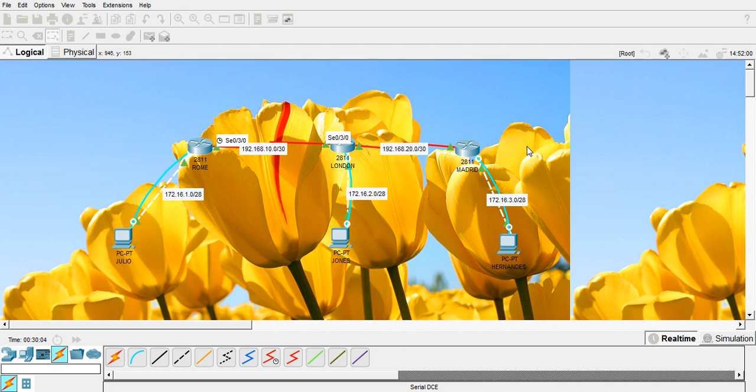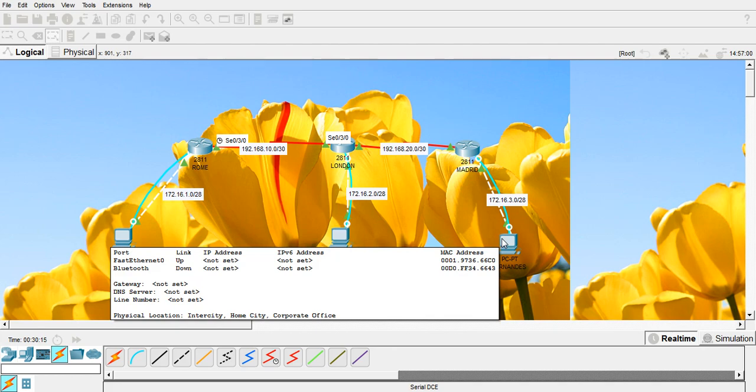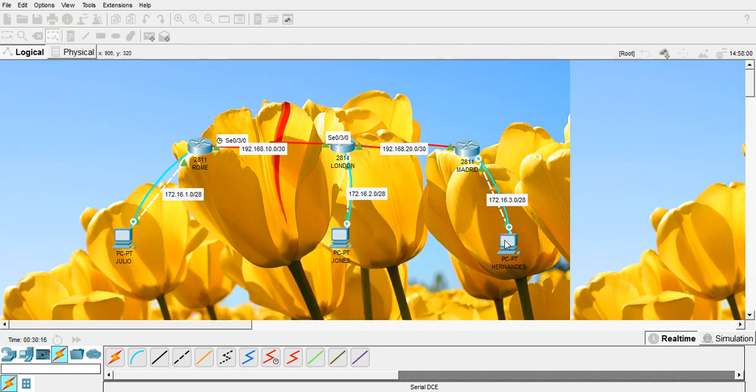Okay, so now we are done with our configuration. We'll try pinging from here to here. Okay, if we can ping successfully, it means our topology is working.